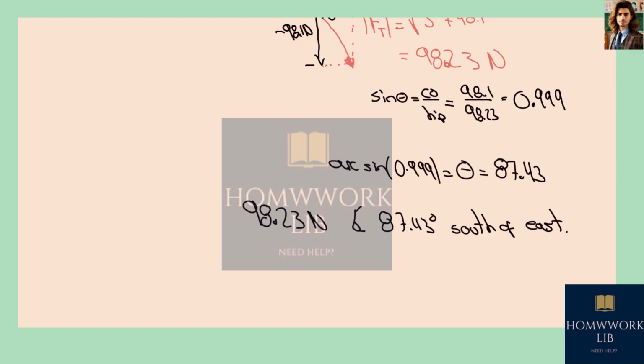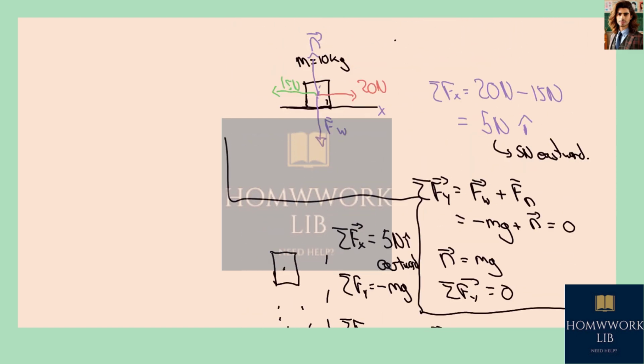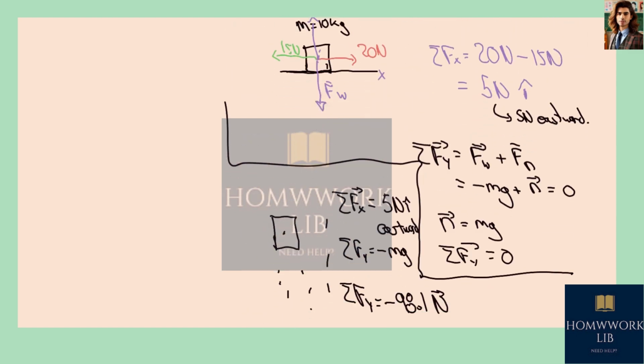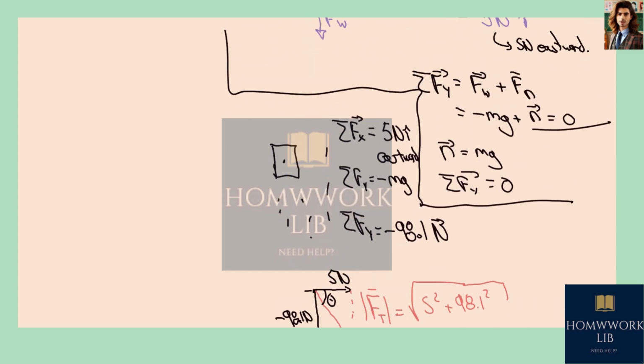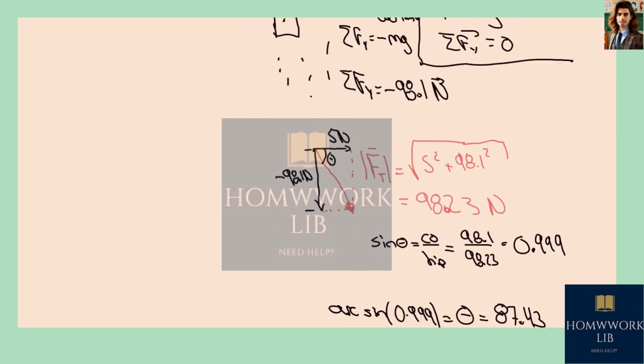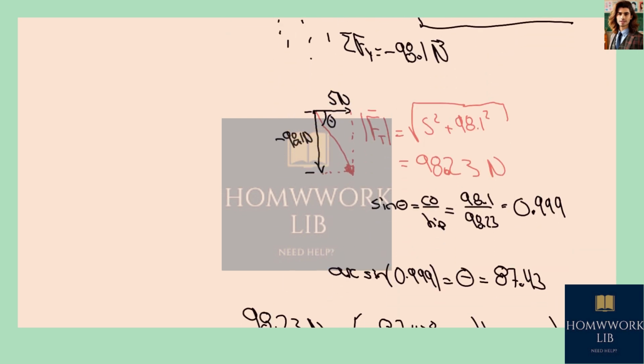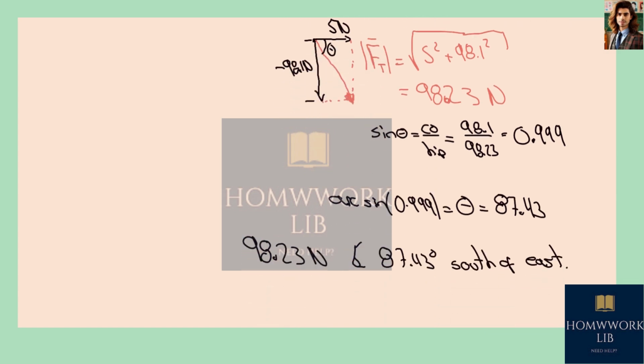So those are the two possible scenarios. In one of them, we have a normal force that is going to make the sum of the forces on y equal to 0. And in the second one, we only have three forces. There's no normal force. And the resulting force would be the sum of the forces on x and the forces on y. And the angle, we can find it as we did.